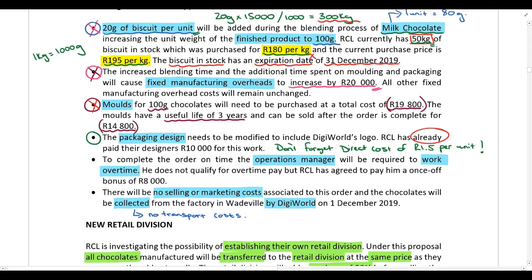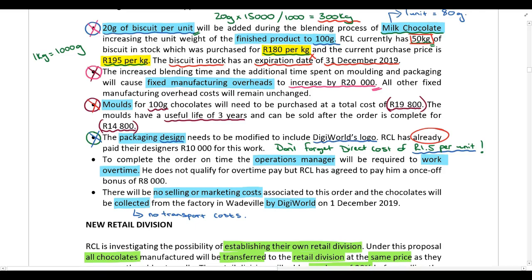However, that's not the only packaging related cost that we have associated to this order. So please note, this just relates to the design of the packaging so that it can include DigiWorld's logo. Obviously the actual packaging will also have a cost. And we know that for milk chocolates, the packaging costs R1.50 per unit. That is a variable cost, so it's a future cash flow that will arise as a direct consequence of this order. They obviously won't need to get or pay for the packaging for these units if the special order is not accepted. It's also avoidable. If they don't accept the order, they won't incur the cost. So because it's avoidable, it is relevant.